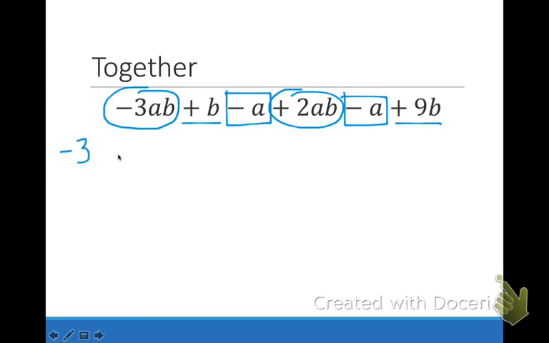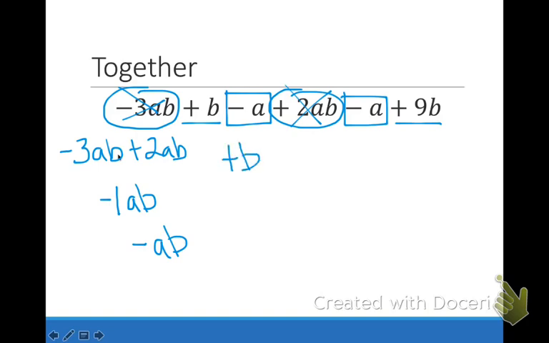So negative 3ab plus 2ab. In this case, I see that one is negative and one is positive, and so I am actually going to end up subtracting. I'm going to think about 3 minus 2 is 1. However, 3 is larger than 2, so I'm going to end up with negative 1ab, which is the same as leaving the 1 out and having it as negative ab. Now that I've taken care of those, I'm going to move on to my variable of b. I have plus b and plus 9b, again remembering that invisible 1, so I have 10b altogether.